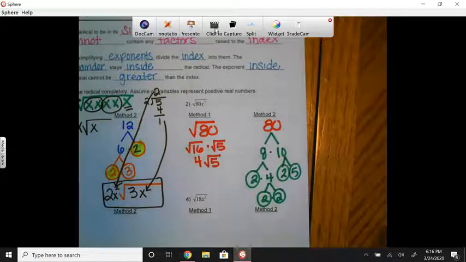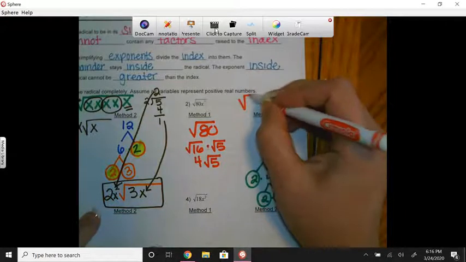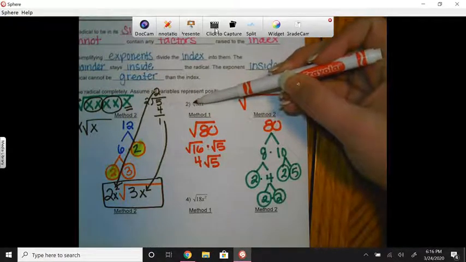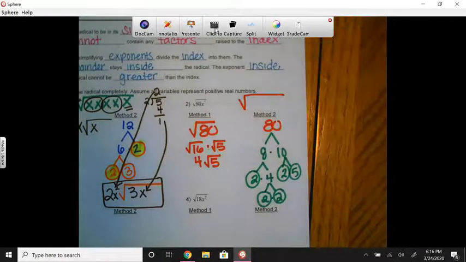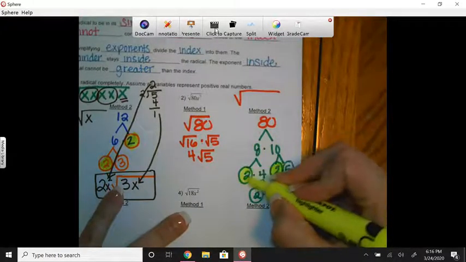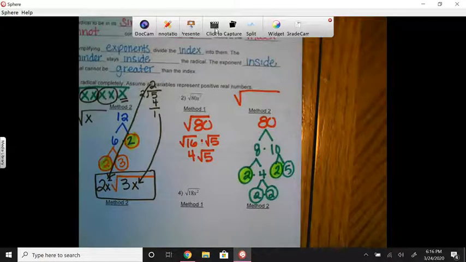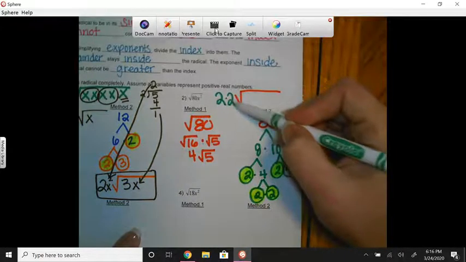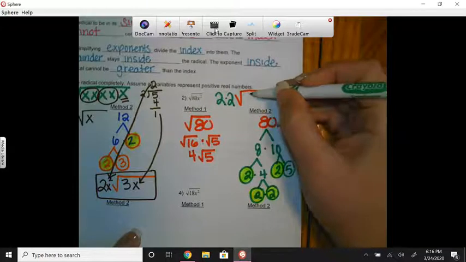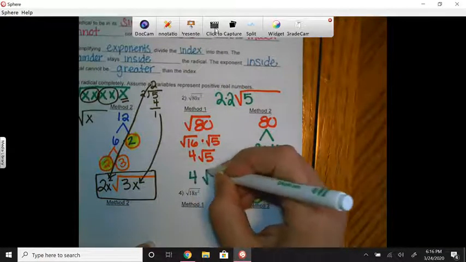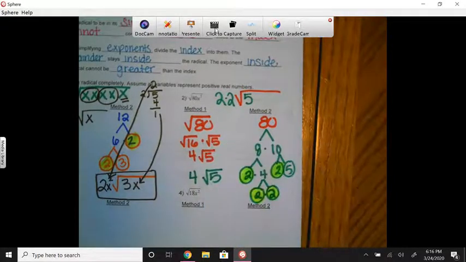Then again, I know it sounds kind of corny, but think of this like a jail. To escape, we have to have whatever the index is, that many of a kind. So since the index is 2, we have these 2 match, but only 1 will make it out. And then these 2 match, but only 1 makes it out. And then we have this 5 left. So we would get 4 radical 5, which is what we got here.